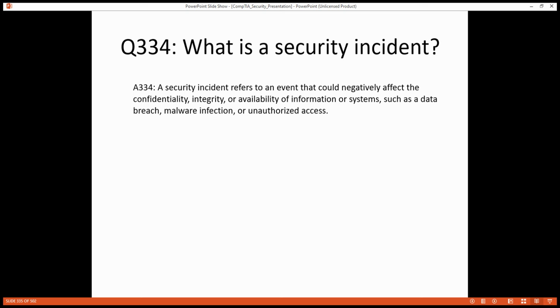Q334. What is a security incident? A334. A security incident refers to an event that could negatively affect the confidentiality, integrity, or availability of information or systems, such as a data breach, malware infection, or unauthorized access.